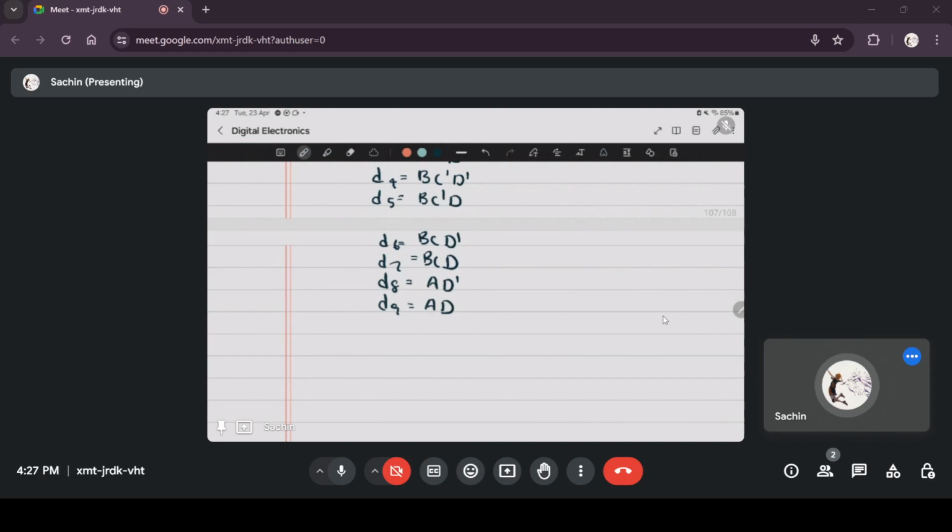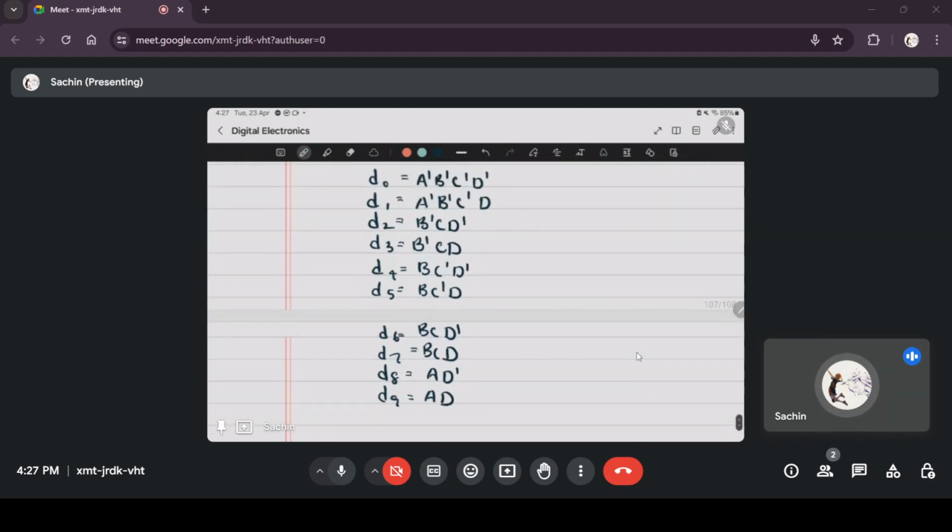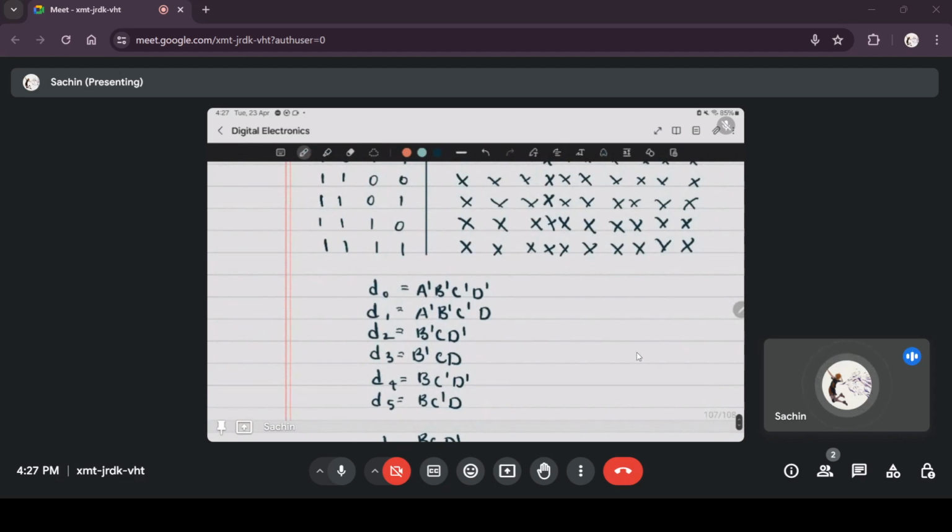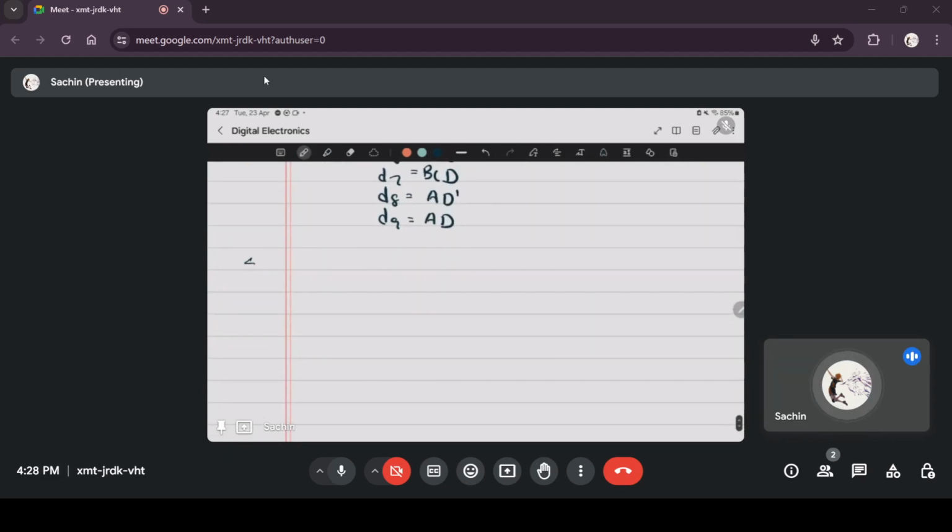Then once you have the Boolean expression, it is very simple. Using AND gates and NOT gates, you can get D0 to D9. All these expressions are ANDs of variables in complemented or uncomplemented form. So you need NOT gates to get the complemented form of the variables, and then AND gates to get the expression itself. So that's all for problem 4.24. We'll see the next problem, 4.25.